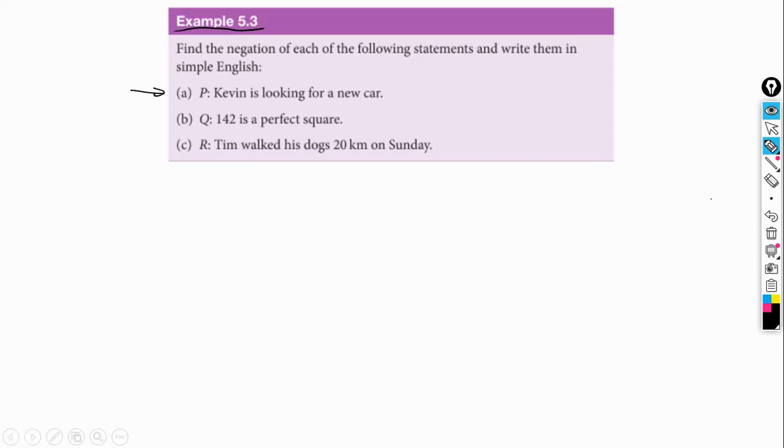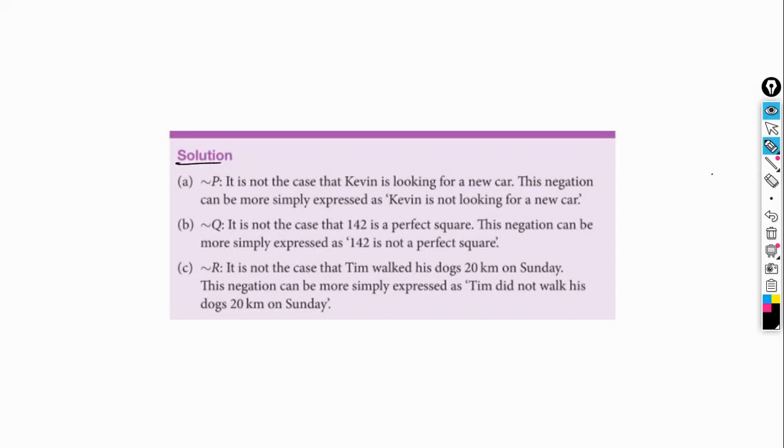For letter A, statement P, Kevin is looking for a new car. For letter B, statement Q, 142 is a perfect square. And for letter C, statement R, Tim walked his dogs 20 kilometers on Sunday. Let's take a look at the solution.